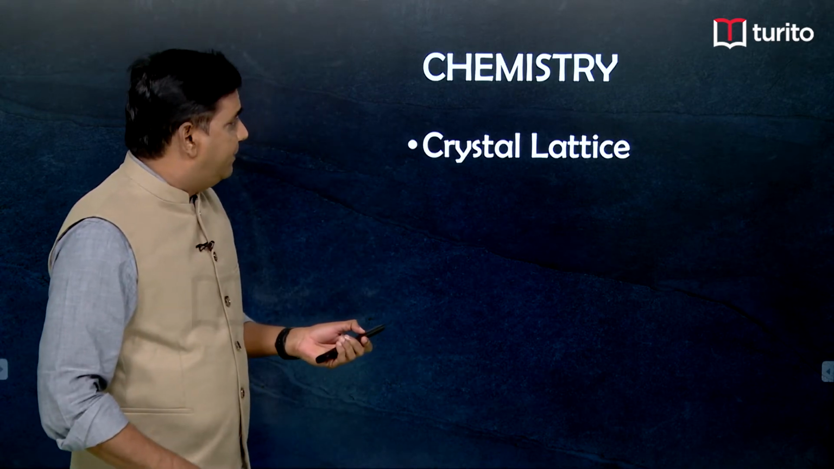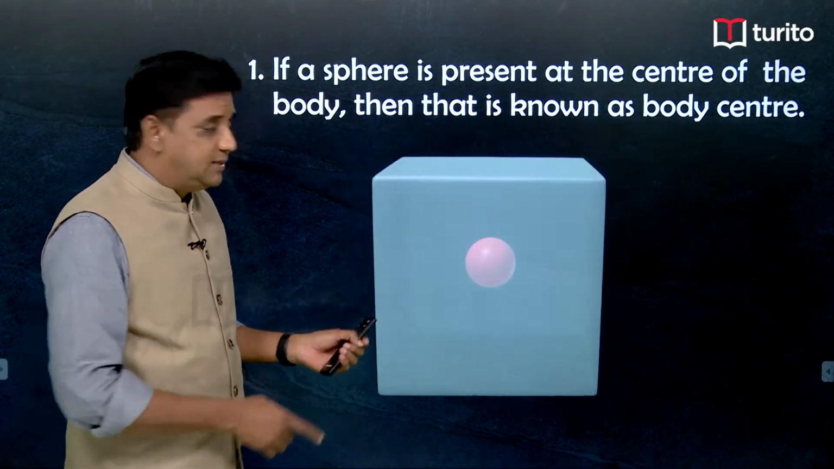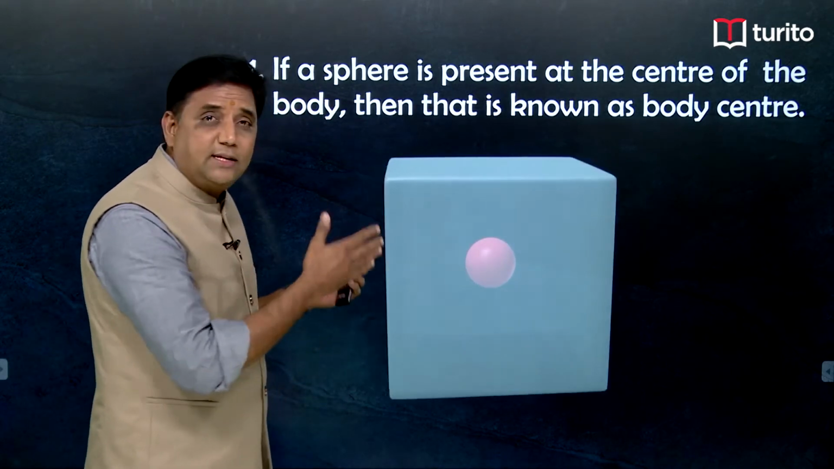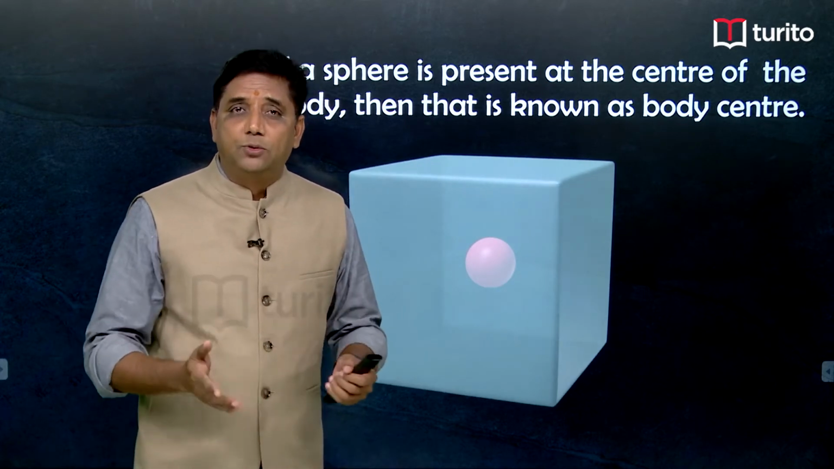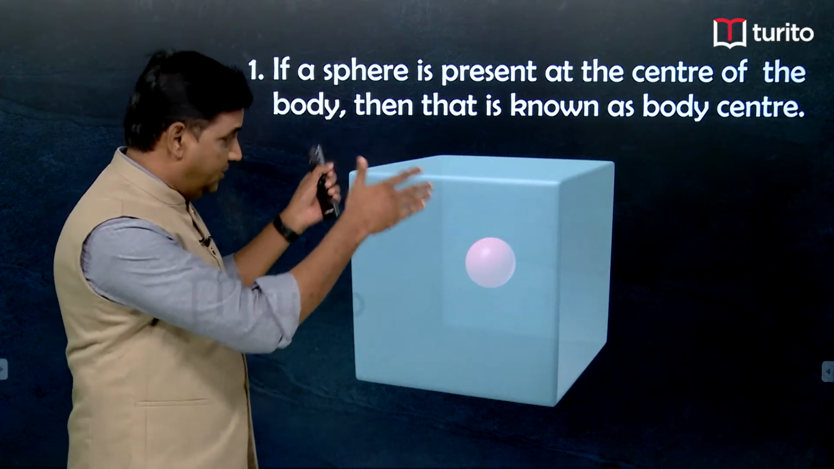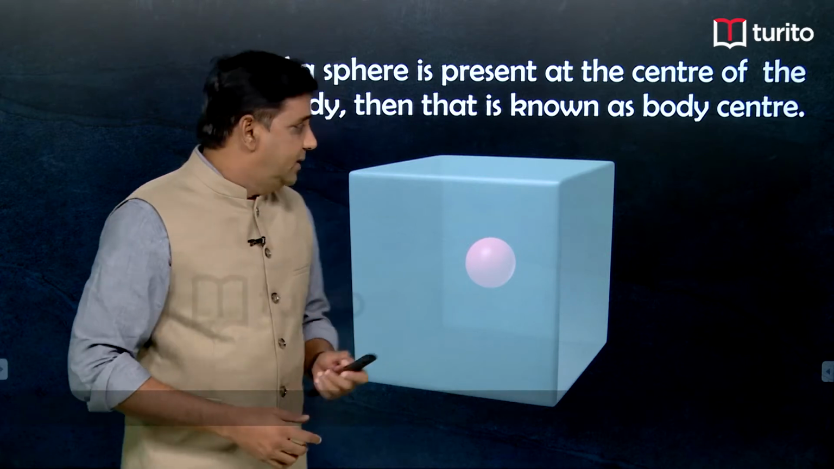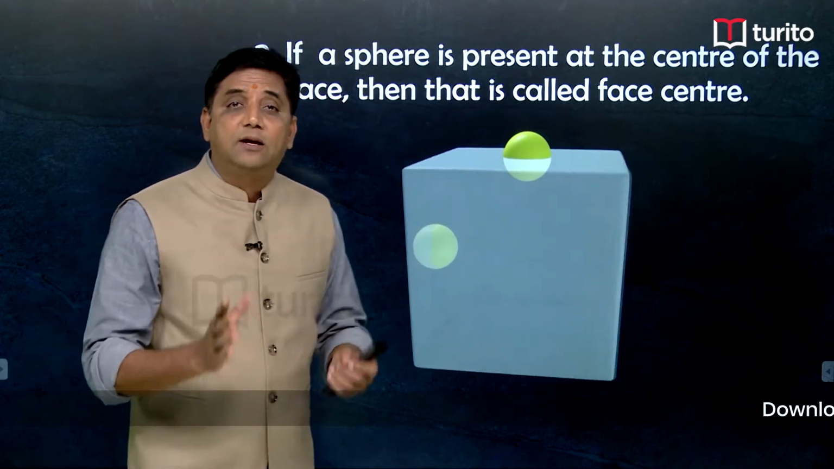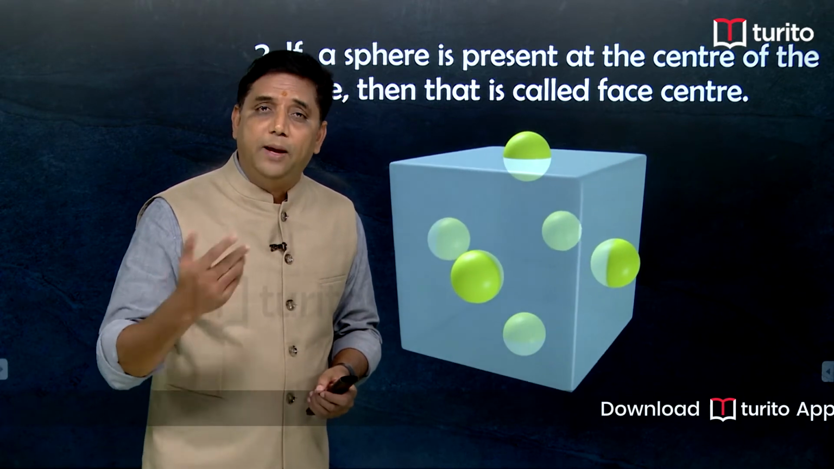The spheres can be present at the center of the body like this. See here, the sphere is present exactly at the center of the cubical unit cell and this position is known as body center because it is present at the center of the whole unit cell. This is called body center. Next, a sphere, here sphere means constituent particle. The constituent particle may be an atom or a molecule or maybe an ion.